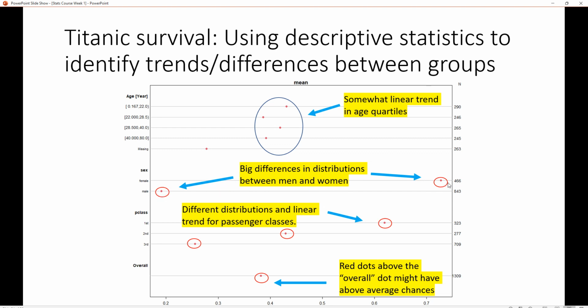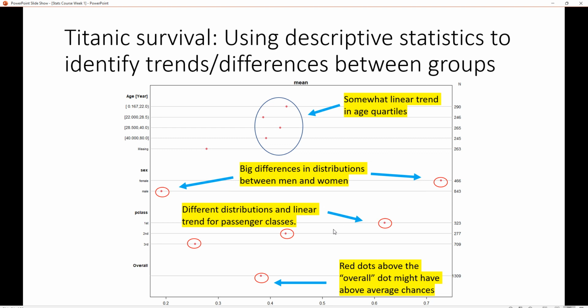So you can just see the spread in group center values, or in the mean values. We don't have the distribution here to look at, but you can just see how big that difference is. So this would tell us that this is probably an important factor in how passengers survived. Just a big difference between men and women.